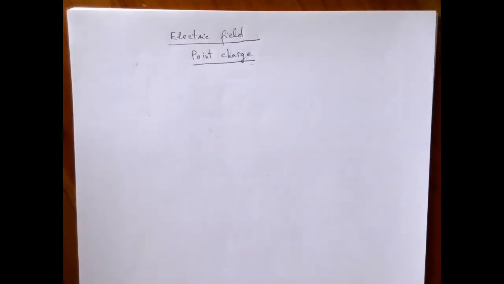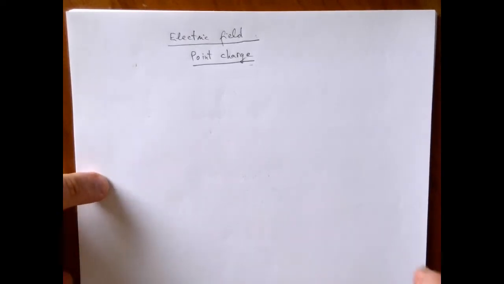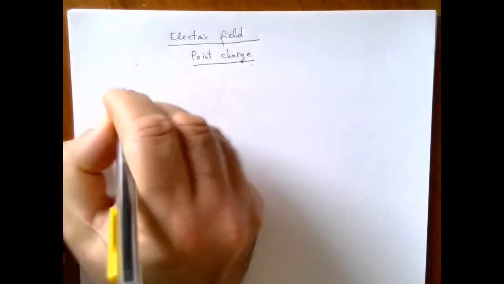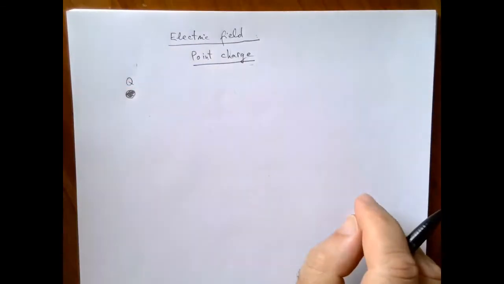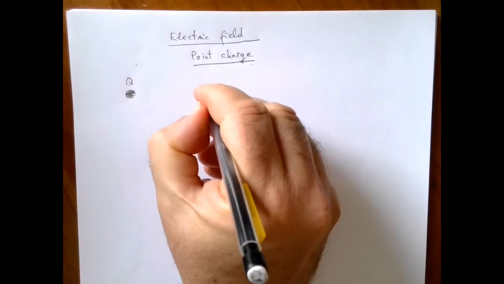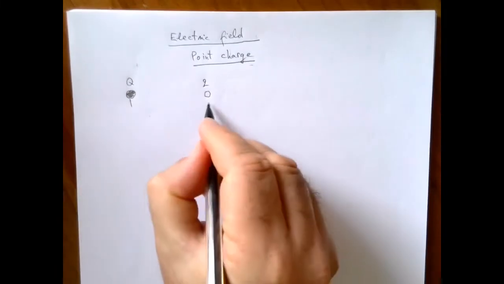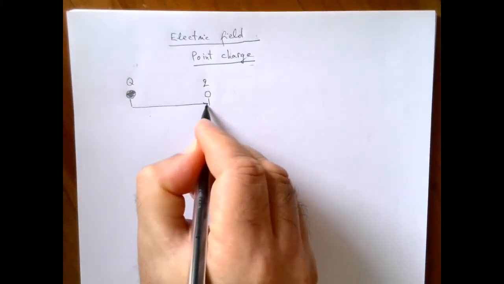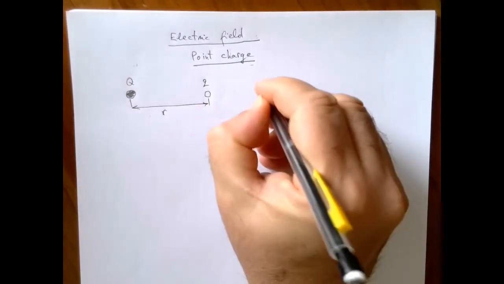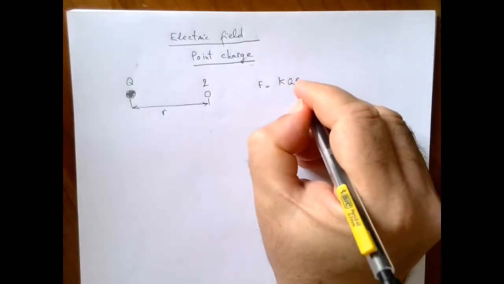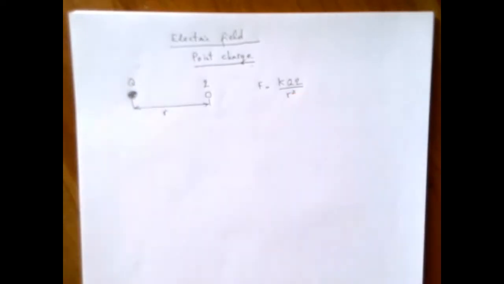Let us discuss the concept of electric field with the particular application to a point charge for now. We saw that if we have a charge uppercase Q and a charge lowercase q situated at a distance r between them, there will be a force of attraction or repulsion between them given by Coulomb's law.